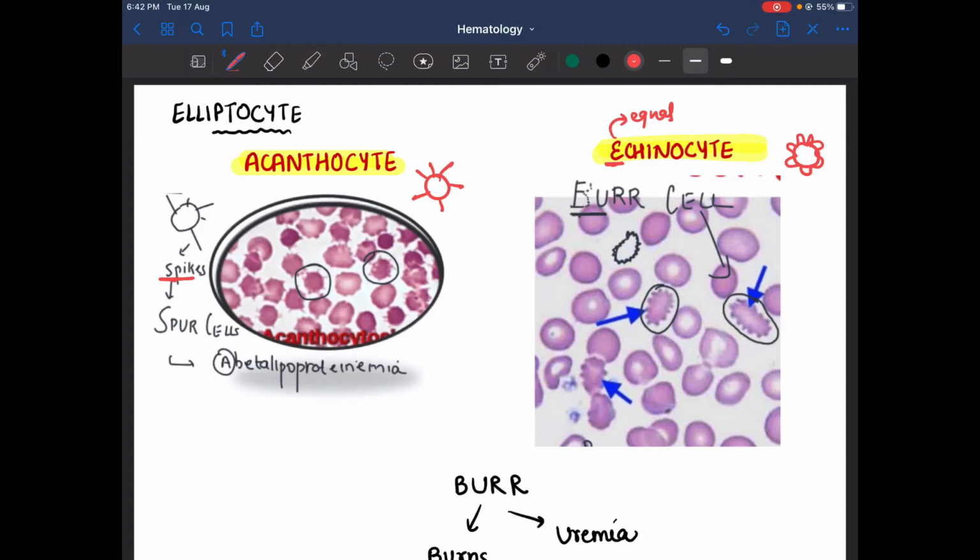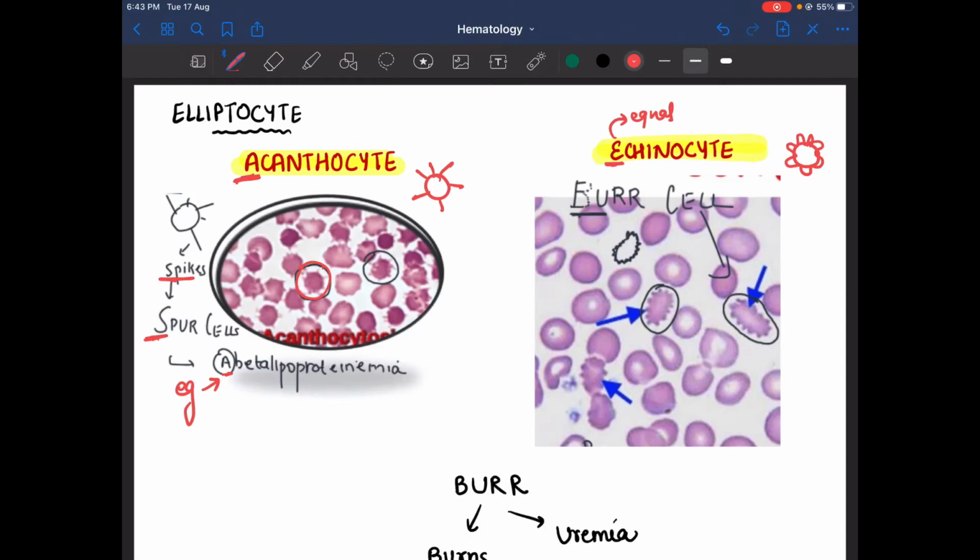So S for spike and S for spur cells. Spur cells are seen in the acanthocytes, because, as we see here, these are the spikes coming from the red blood cells. So S for spike, S for spur cells, and A for acanthocytes, and this is seen in the example of abetalipoproteinemia. A for acanthocytes and A for abetalipoproteinemia.